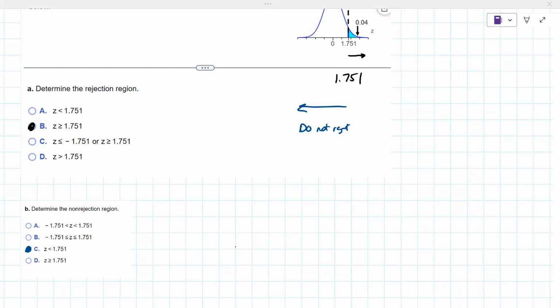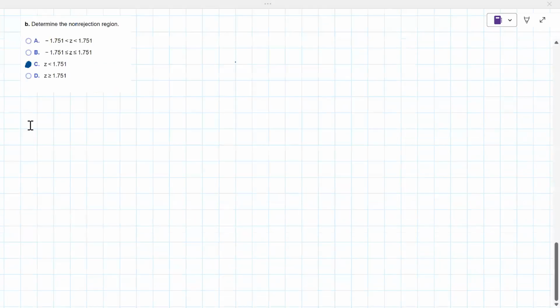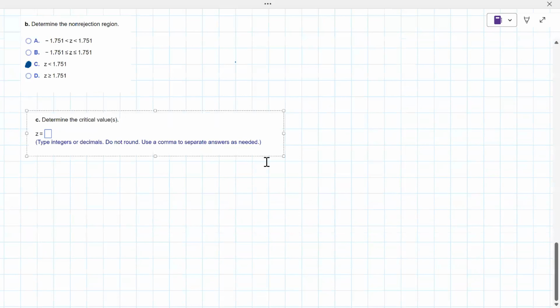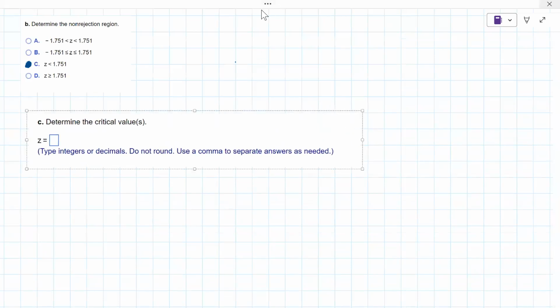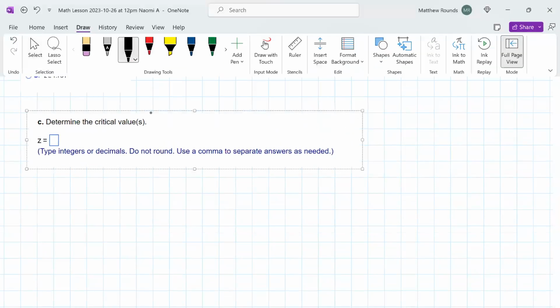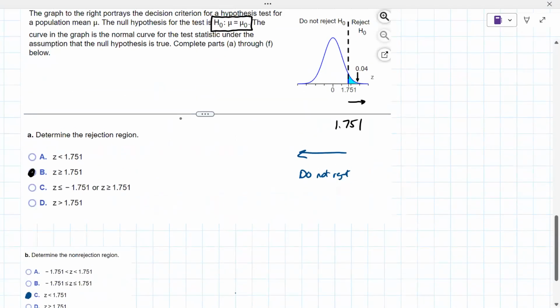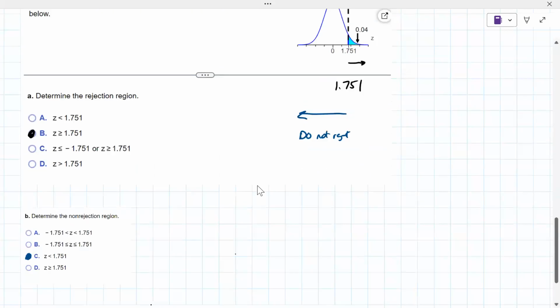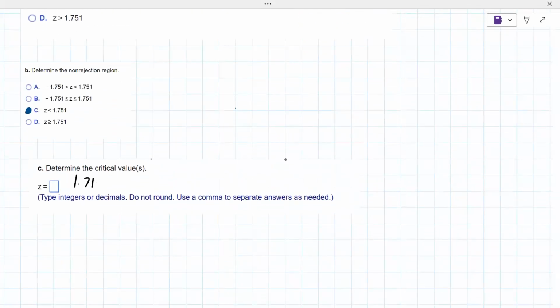Okay. So now they want you to determine the critical value, which you already know because we defined it in the previous part of this. The critical value is that placed on the graph right here where it separates the two regions. So this dashed line represents the critical value 1.751.